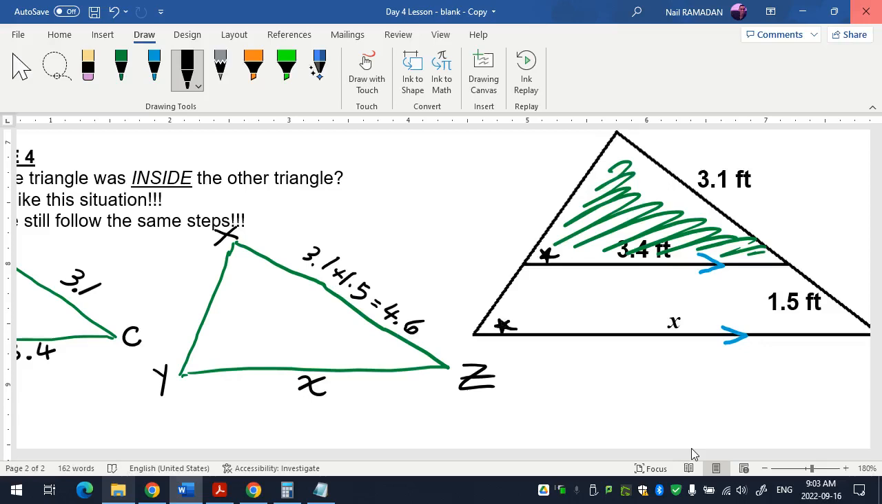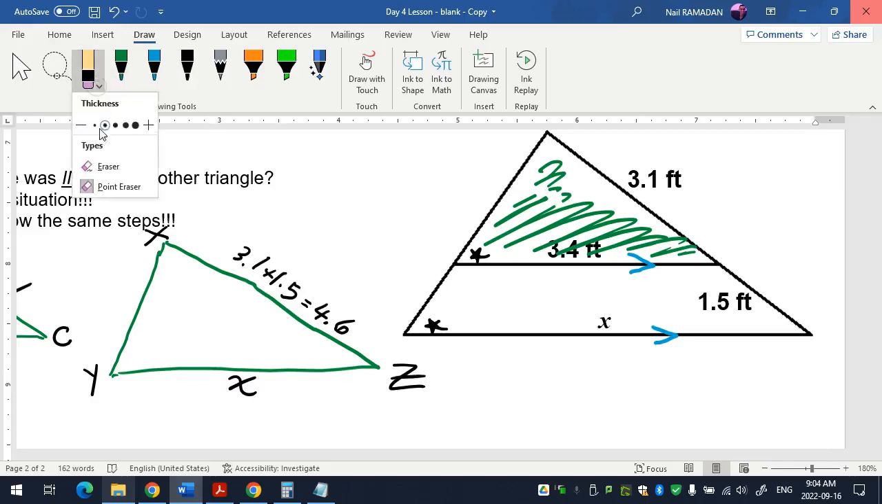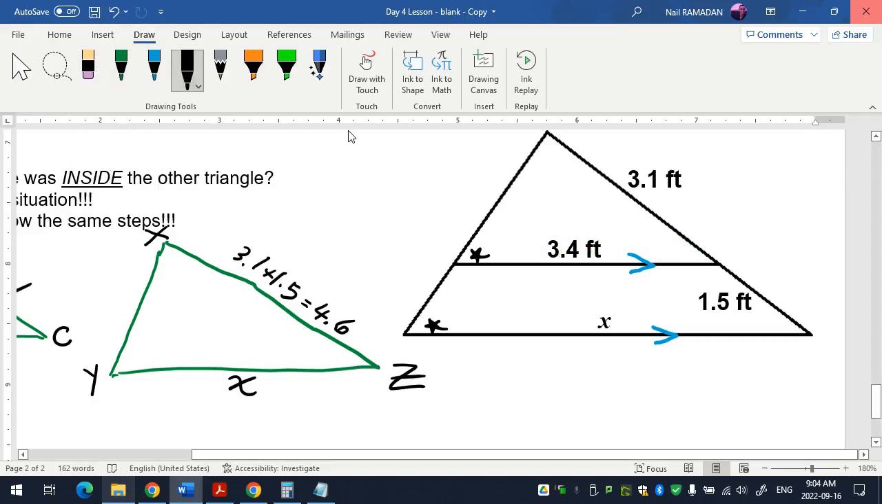Okay, which other two angles are the same? The complete opposite side, for the same reason. This intersection of the streets is the same as this intersection of the streets because this is the same street and those two are parallel. I don't need those green lines. Let's go with a small circle.